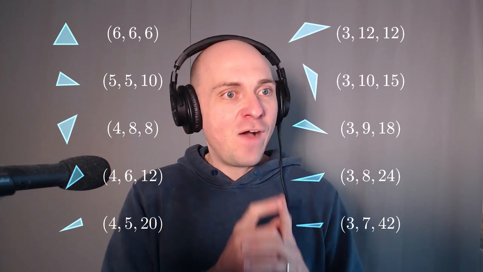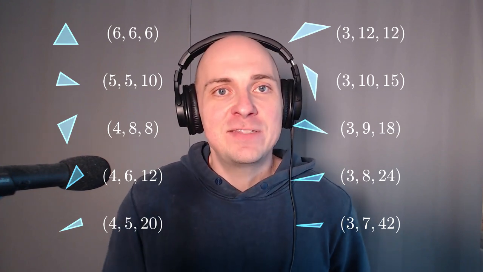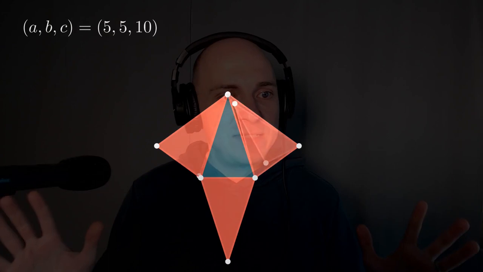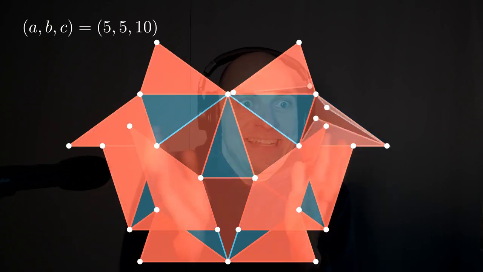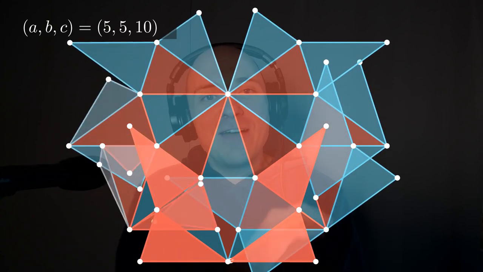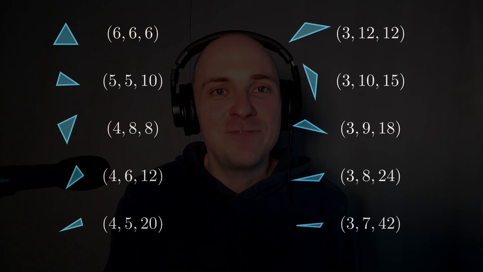What about the next one? 5 5 10. Does 5 5 10 work? Okay, so here's 5 5 10. Oh, it's looking pretty good. I mean, it's definitely fitting together in a nice way. And then, so that definitely didn't work. So 5 5 10 is out. We're going to remove 5 5 10 from our list.